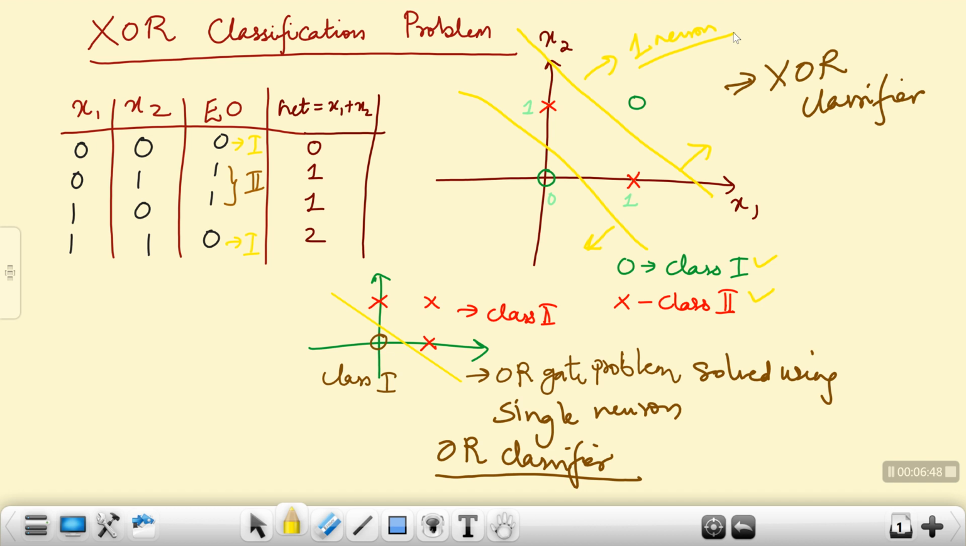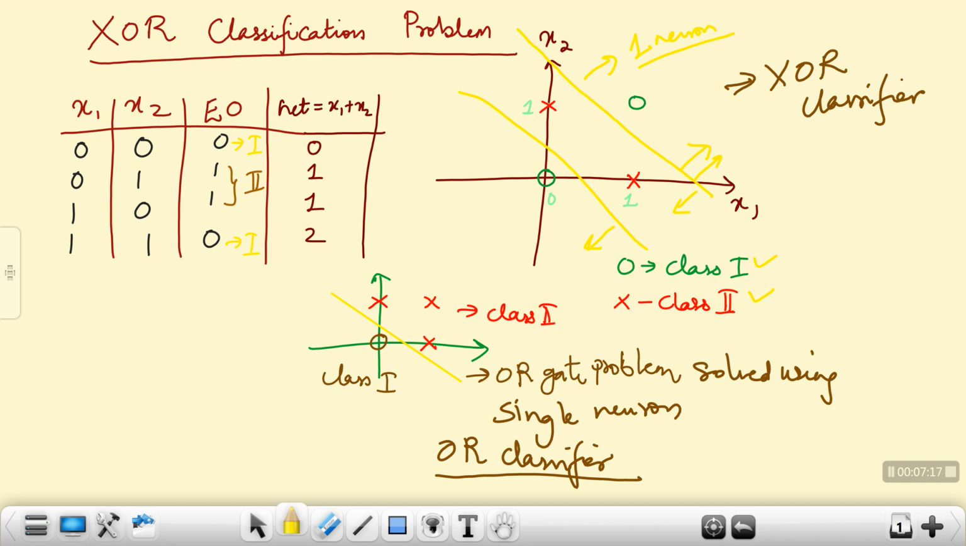But the point here which you all need to keep in your mind is that the XOR classification problem cannot be solved by a single threshold neuron. Why am I calling it a threshold neuron? Because it is a TLU which we are using here, or a signal function. So whatever is on one side of this line belongs to one class, and whatever is on the other side of that line belongs to another class.